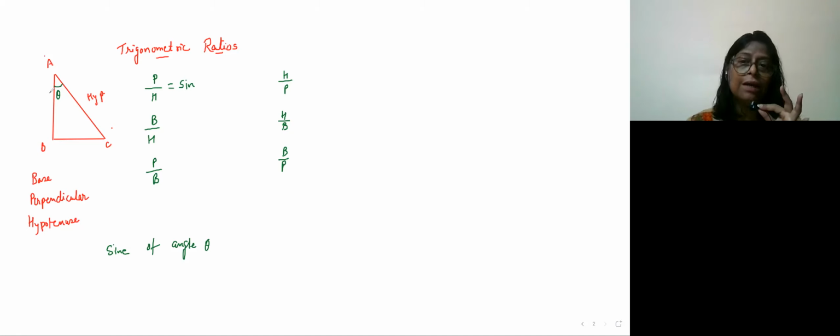Actually, children, theta is a Greek alphabet. Alpha, beta, gamma, theta, pi, phi, omega, epsilon, sigma. You will be learning these in your senior classes. We would be using them very frequently in mathematics.